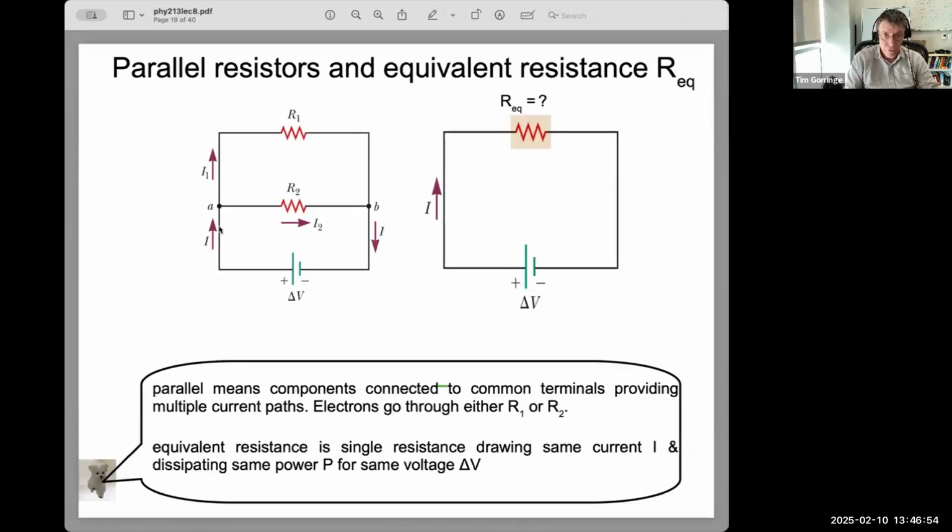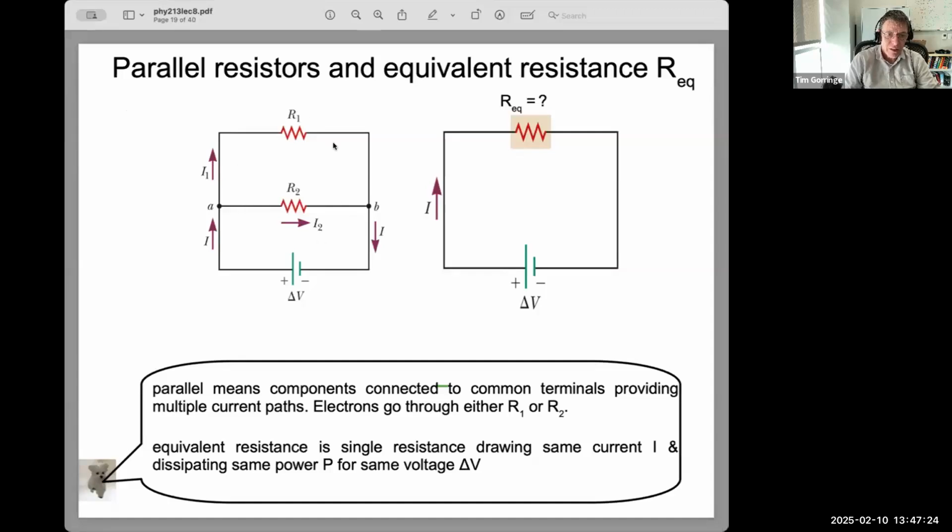Again, I've got 3 slides. The first slide is just to introduce what parallel is for resistors, and also what the equivalent resistance is in the case of a parallel circuit. Then we're going to talk about the keys to the parallel circuit. Again, there are keys in terms of voltage and current. And then we're going to lay out the equation for the equivalent resistor in terms of the individual resistors in a parallel circuit, and look at an example.